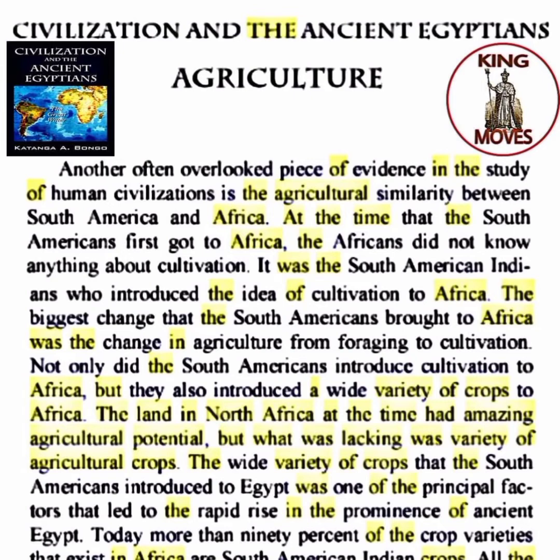All right. Another often overlooked piece of evidence in the study of human civilizations is the agricultural similarity between South America and Africa. At the time that South Americans first got to Africa, the Africans did not know anything about cultivation. It was the South American Indians who introduced the idea of cultivation to Africa. The biggest change that the South Americans brought to Africa was the change in agriculture from foraging to cultivation. Not only did the South Americans introduce cultivation to Africa, but they also introduced a wide variety of crops to Africa. The land in North Africa at the time had amazing agricultural potential, but what it was lacking was a variety of agricultural crops. The wide variety of crops that the South Americans introduced to Egypt was one of the principal factors that led to the rapid rise in the prominence of ancient Egypt.